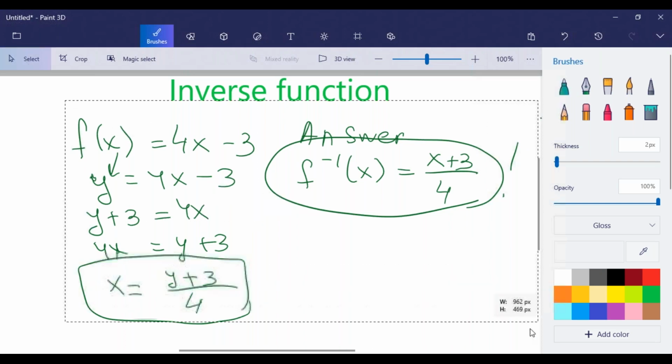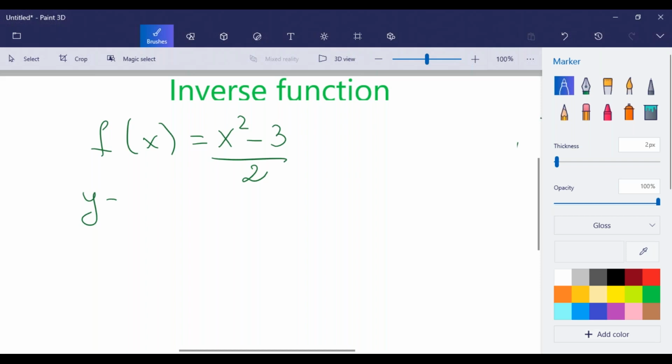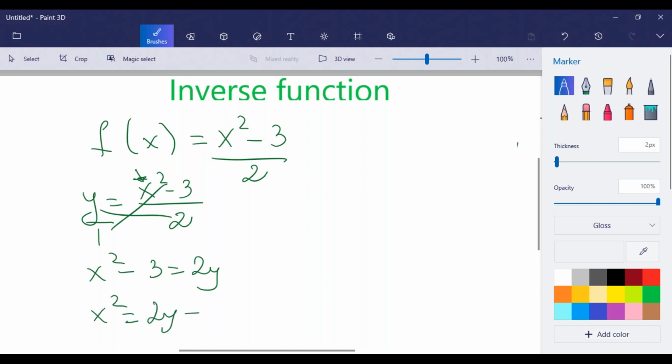Let's practice the square exercises. f(x) equals (x squared minus 3) over 2. Again, I'm replacing f(x) by y. y equals (x squared minus 3) over 2. Again, I have to find x. Cross multiplication: x squared minus 3 equals 2y. x squared equals 2y plus 3.